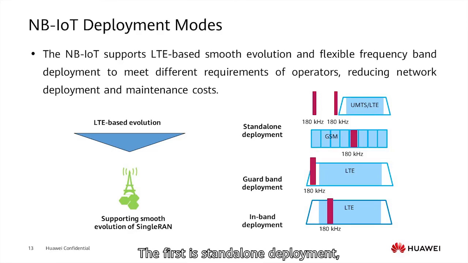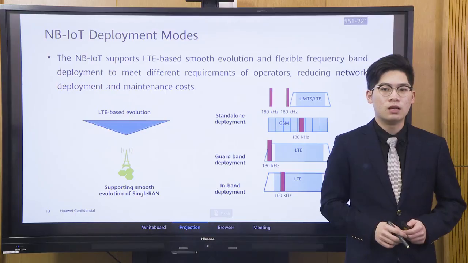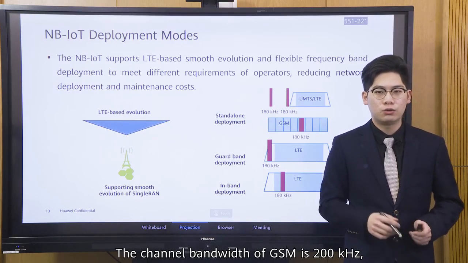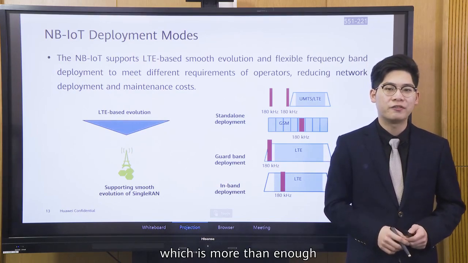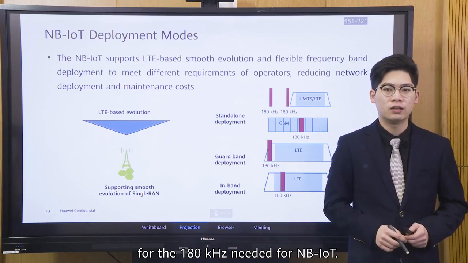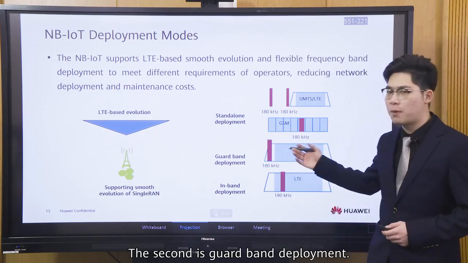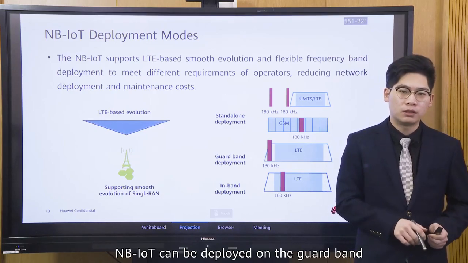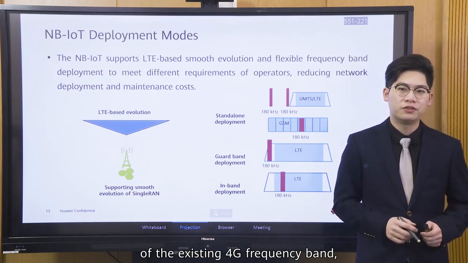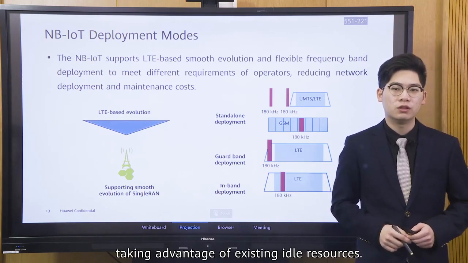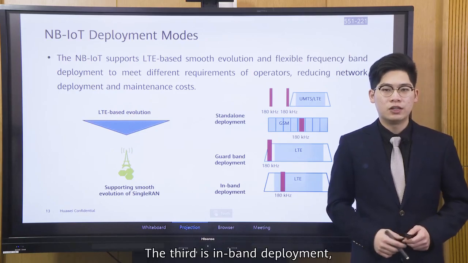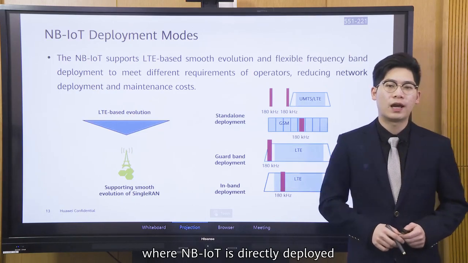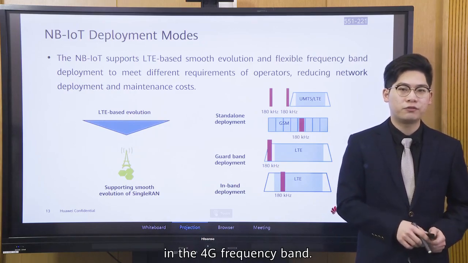The first is standalone deployment, which means that NB-IoT does not rely on existing LTE networks. Instead, GSM frequency bands are refarmed. The channel bandwidth of GSM is 200 kHz, which is more than enough for the 180 kHz needed for NB-IoT. The second is guard band deployment. NB-IoT can be deployed on the guard band of the existing 4G frequency band, taking advantage of existing idle resources. The third is in-band deployment, where NB-IoT is directly deployed in the 4G frequency band.